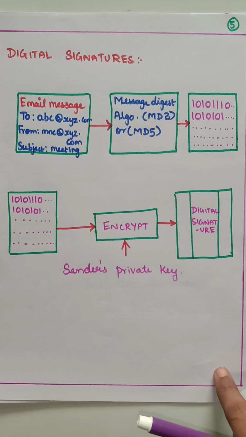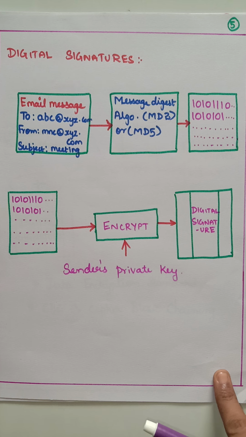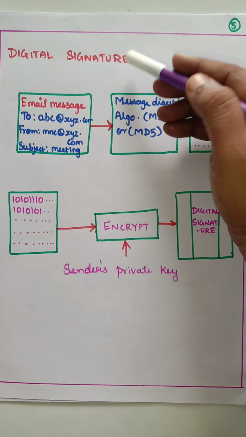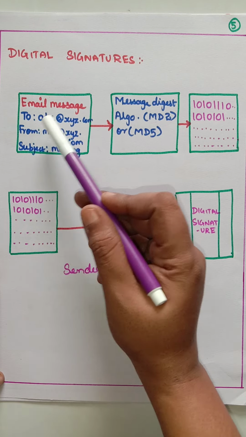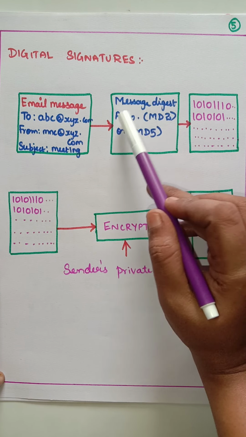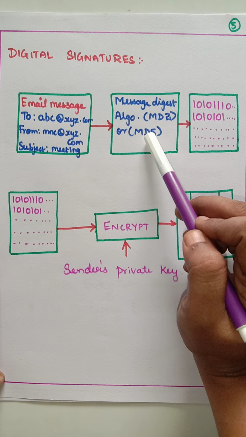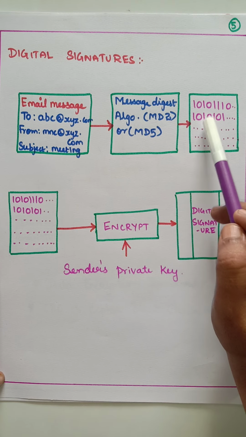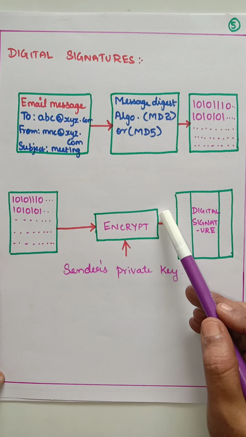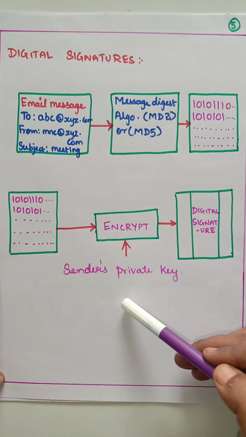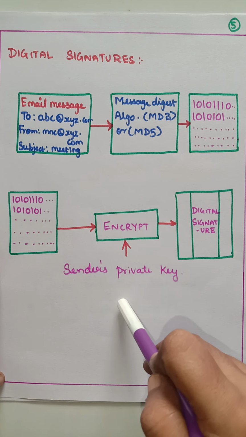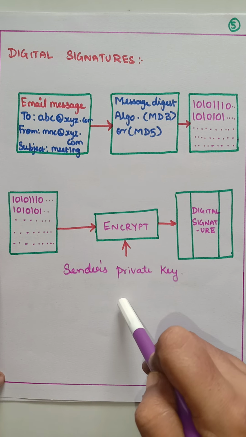And in this video we are going to see the rest of the topics: digital signature, encryption, and base 64 encoding. What is digital signature? Your email content must have a message digest algorithm applied, that is MD2 or MD5, so that you'll be getting a message digest in bit format. On this message digest, you'll be applying an encryption algorithm using a private key. So I'll be using my private key, and the authorized persons will have my public key also.